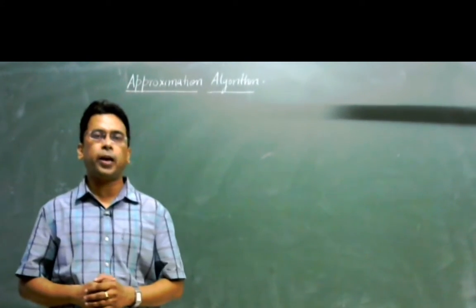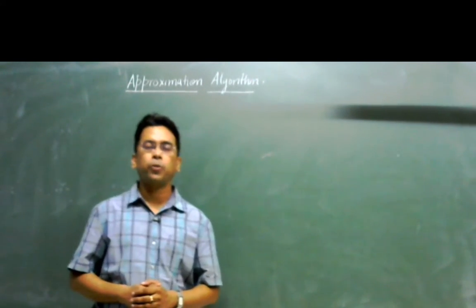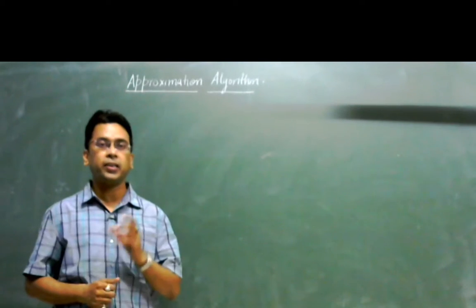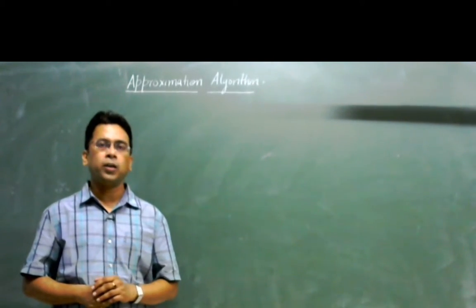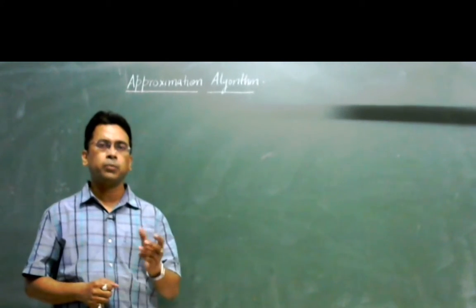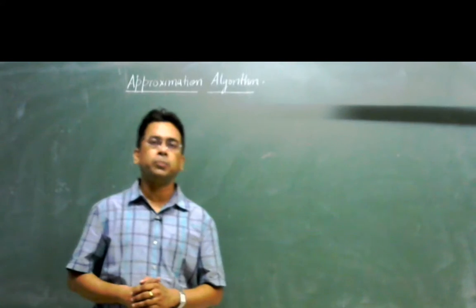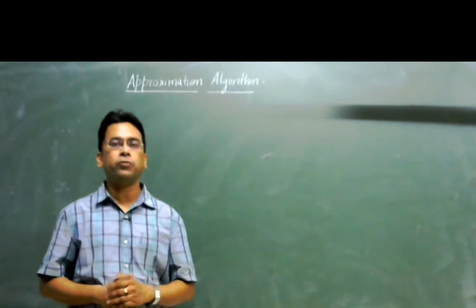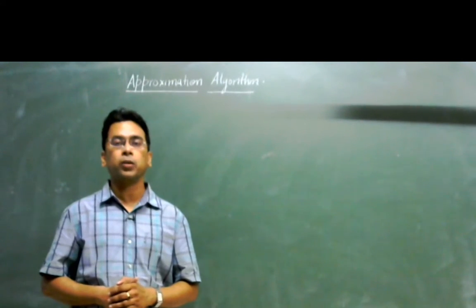First of all, the approximation algorithm's name is very unique. Approximation means we are not getting the exact answer, and we are trying to find a solution next to the optimal solution. Why do we need such an algorithm that does not give us the guarantee of the optimal solution, and we are going for an approximate algorithm?